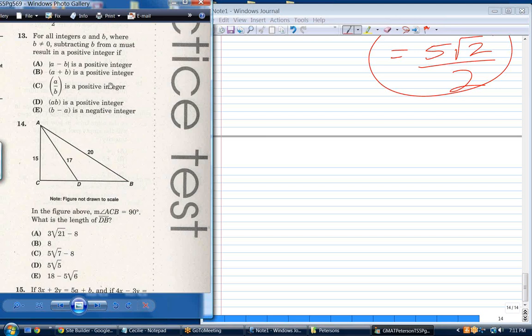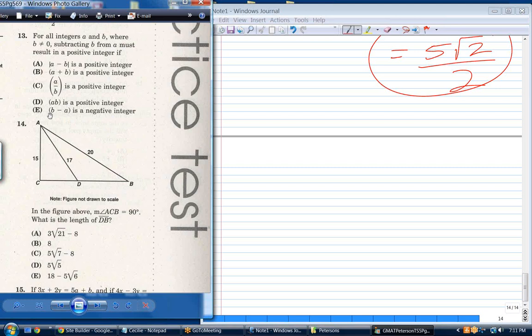Ooh, hold on. No, C is not the answer. Notice that if a were equal to b, and you divided a by b, you would get a positive 1, which is a positive integer. But you would not get a positive integer by subtracting b from a. So C is not enough. Let's look at E. Oh, because that would be 0, you mean? Right. If a and b were equal, then it would have to be 0. And yet you would still get a positive integer by dividing a by b.